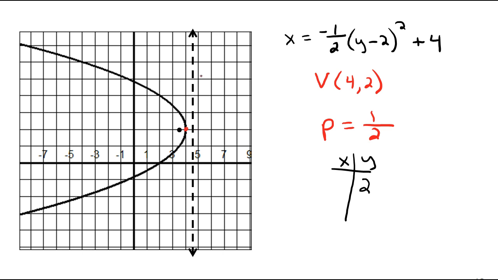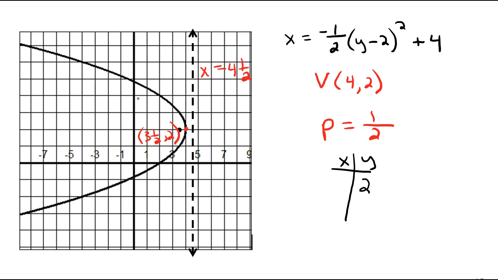So if I actually want to write the equation, this is going to be the equation x equals 4.5. A vertical line is of the form x equals a number. And I know that this is going to be (3.5, 2). (3.5, 2) is my focus.